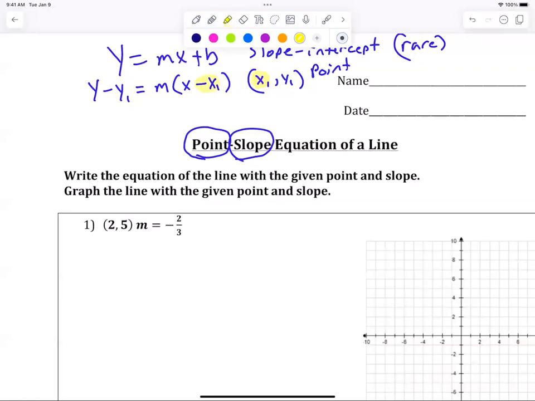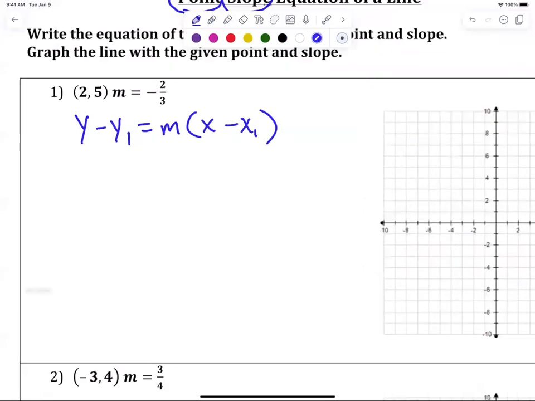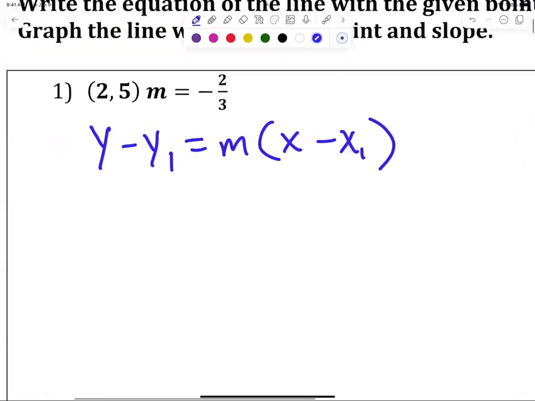You cannot. All right. So I want to look at this point right here. The point is 2, 5. So I want everybody to write down right on number 1: y minus y1 equals m times x minus x1. Then right underneath the 2, 5, I want you to write that's x1, and this one is y1.